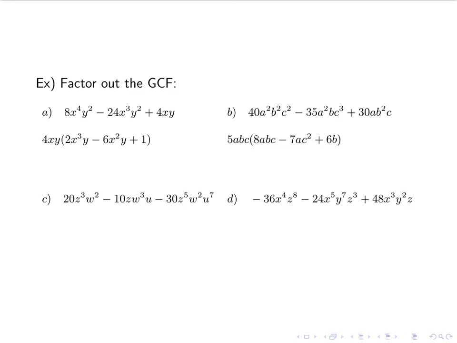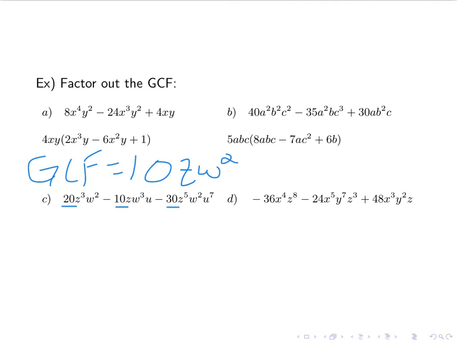So for my third one, I'm going to look at my coefficients. I'm going to put it up here so I have a little bit more room. Coefficient-wise, 20, 10, and 30. They all have a 10 in common. Every term has a z, and the lowest exponent is 1. Every term has a w. The lowest exponent is squared. And then only my last two terms have a u. So the first term has no u, so u is not part of the GCF.